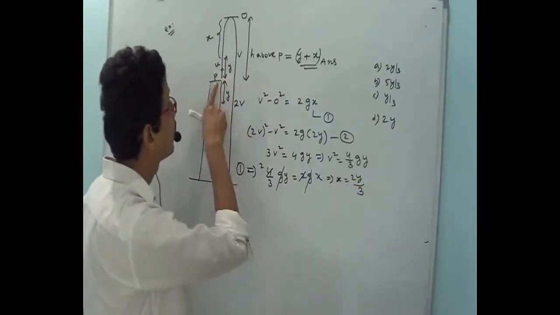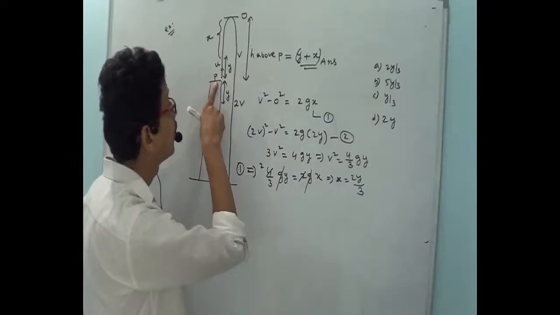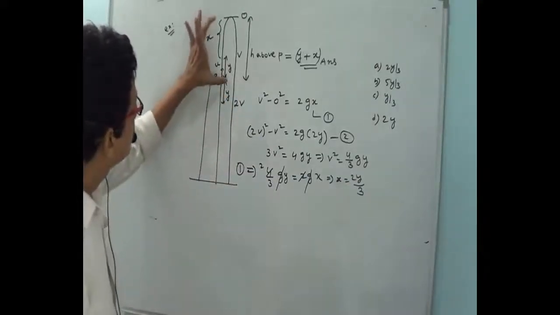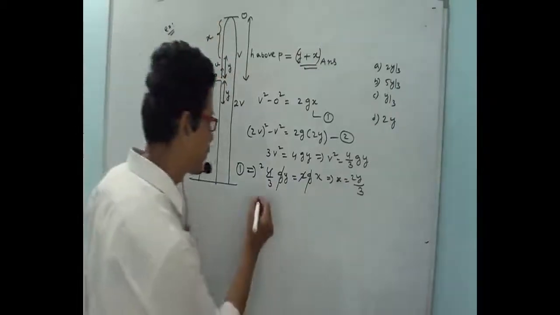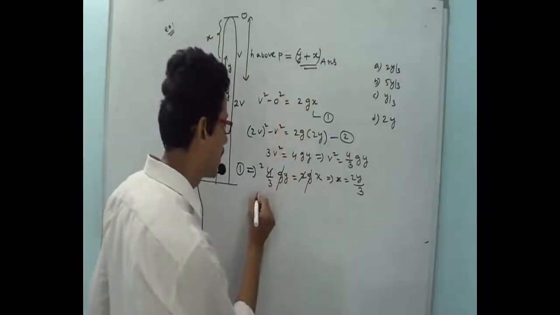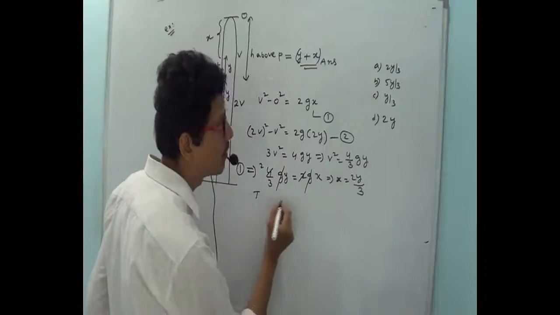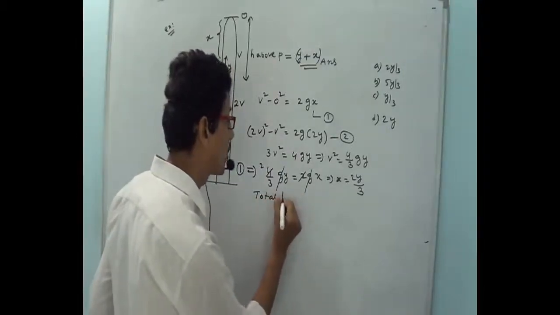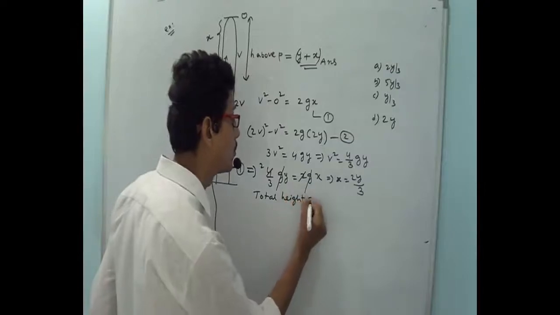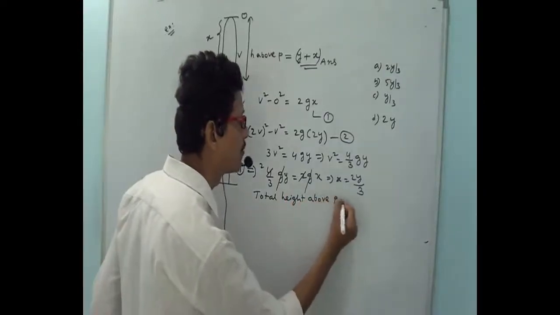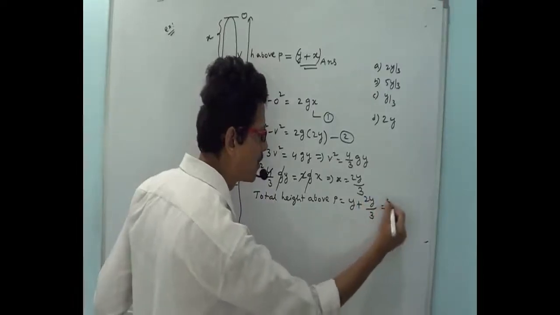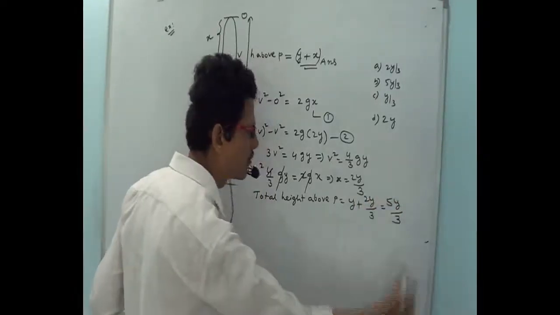Total height above P. What is the total height the ball travelled above P? It is x plus y. Total height, how much? 5y by 3, yeah? Total height above P is y plus x, and that is 5y by 3.